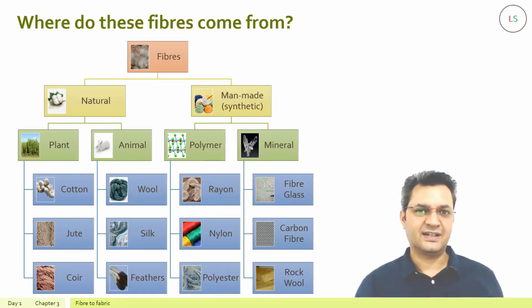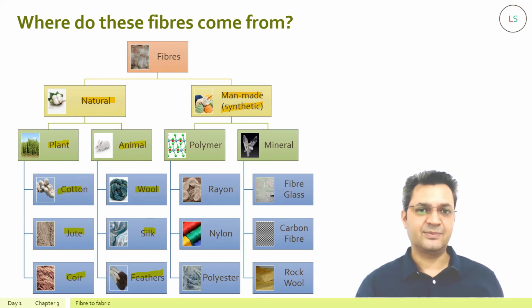Where do these fibers come from? So fibers are either natural or man-made, also called synthetic. So when we see the natural part, we obtain it from either plant or animal. So when we see the plant, we have cotton, we have jute and we have coir. Whereas the animal sources are wool, silk and feathers.